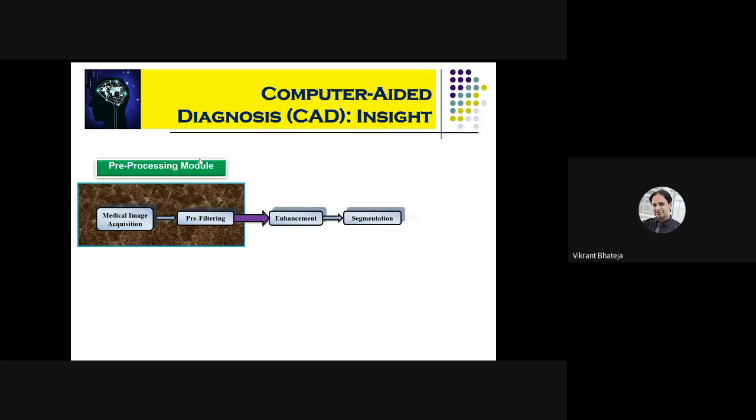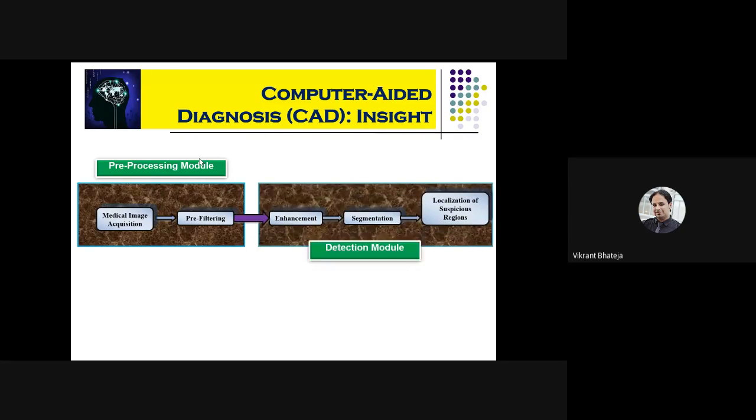Now, once enhancement is done, segmentation of the particular region of interest can be carried out. And once the segmentation is done, an individual can go for localization of the suspicious region. Suppose we have a tumor present in a particular image. After enhancement and segmentation, that tumorous region is localized for further analysis. This particular module is known as the detection module.